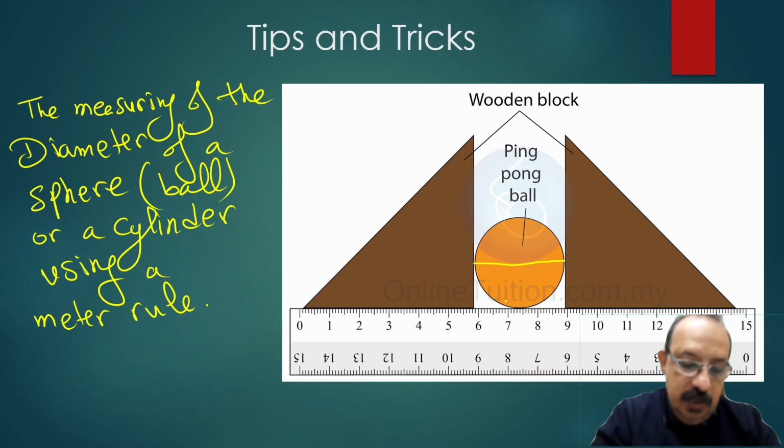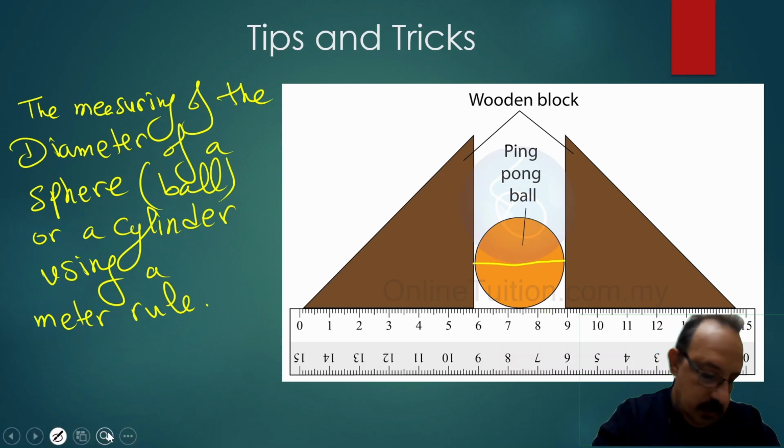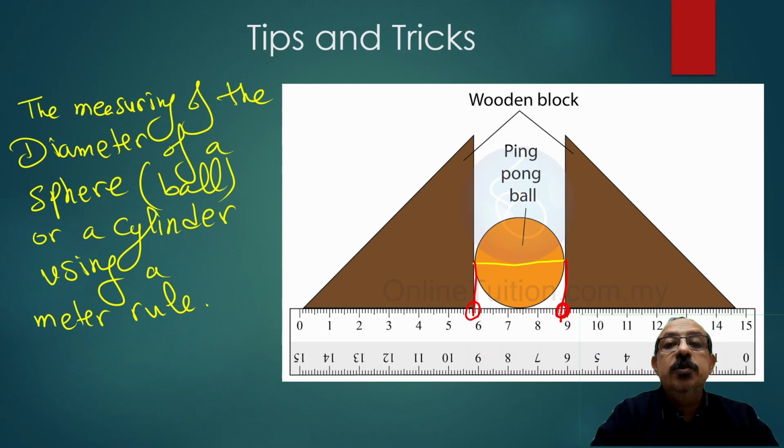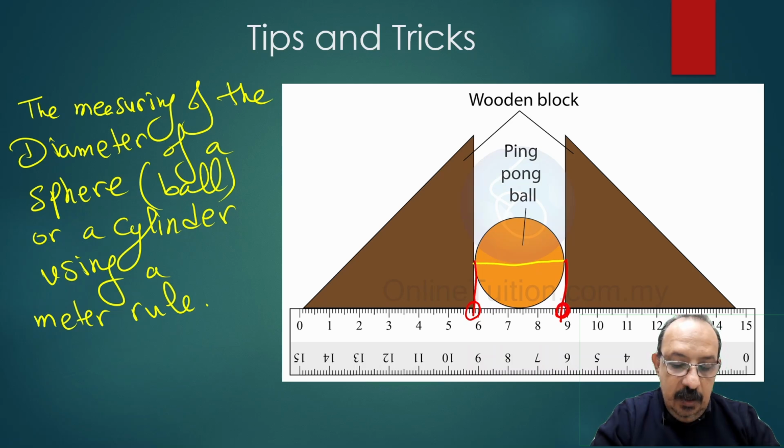If you try, you can try to imagine this. If you try to set your ball or sphere like this on the meter rule, and you try to measure those 2 points, here and here, you will find it a little bit difficult to locate where you should read it with your bare eyes. You will always find it difficult to take an exact reading on the meter ruler like this. Then what should I do?